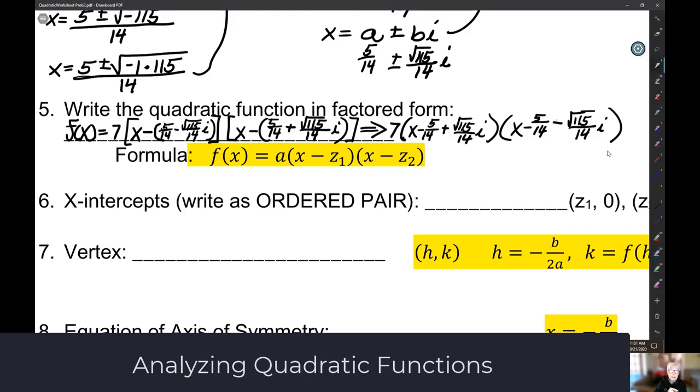But see, even zeros can be used to write f of x in factored form. But you know what complex conjugate zeros cannot be used for? They cannot be used for x-intercepts because they're not in the real number system. Only numbers in the real number system are on the x-axis, and x-intercepts are on the x-axis. So we have to write none. Only real numbers allowed to be x-intercepts.